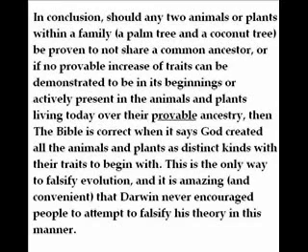In conclusion, should any two animals or plants within a family be proven not to share a common ancestor, or if no provable increase of traits can be demonstrated to be in its beginnings or actively present in the animals and plants living today over their provable ancestry, then the Bible is correct when it says God created all the animals and plants as distinct kinds with their traits to begin with. This is the only way to falsify evolution, and it is amazing that Darwin never encouraged people to attempt to falsify his theory in this manner.